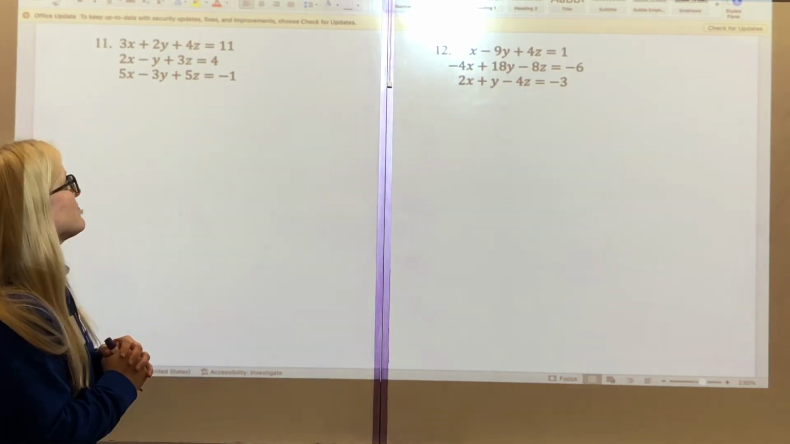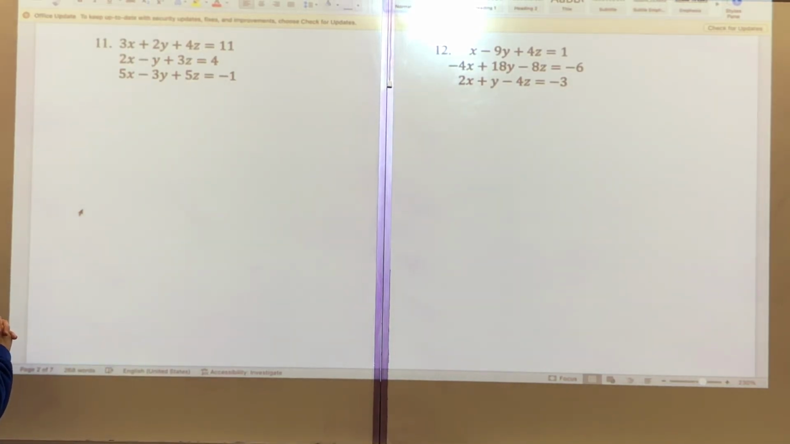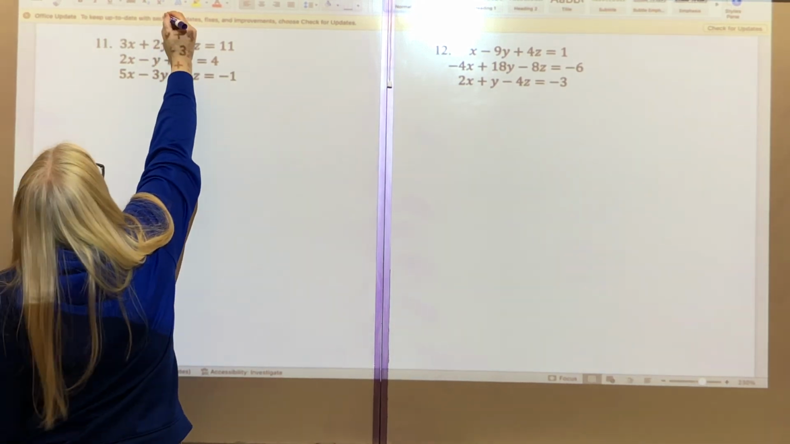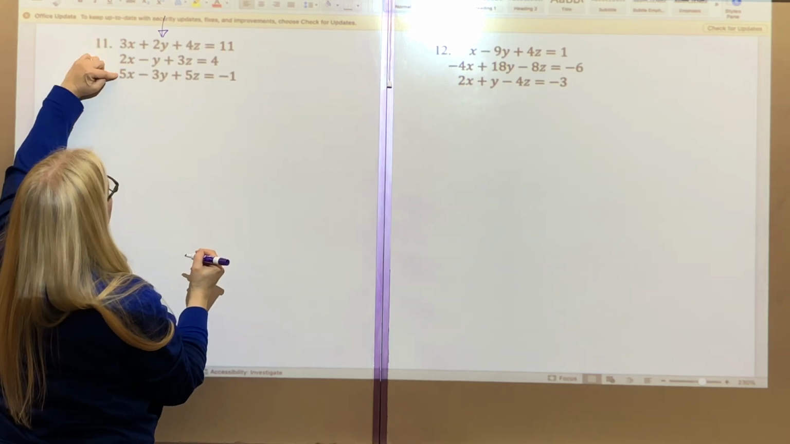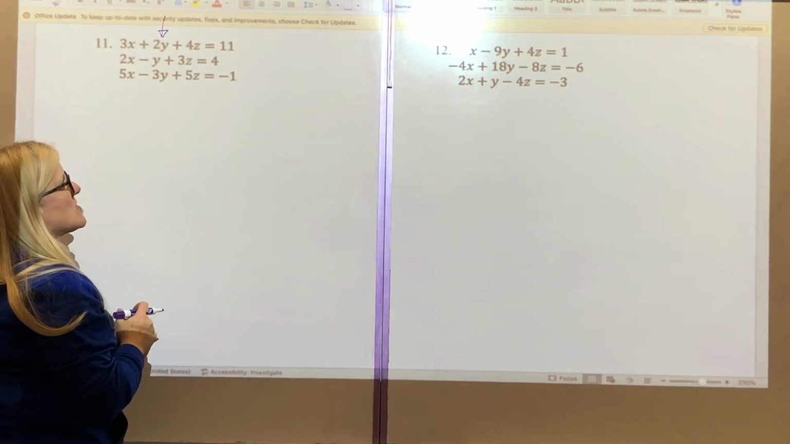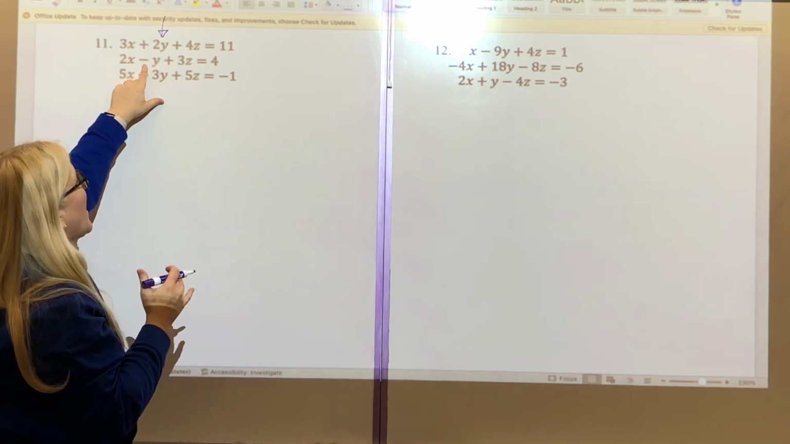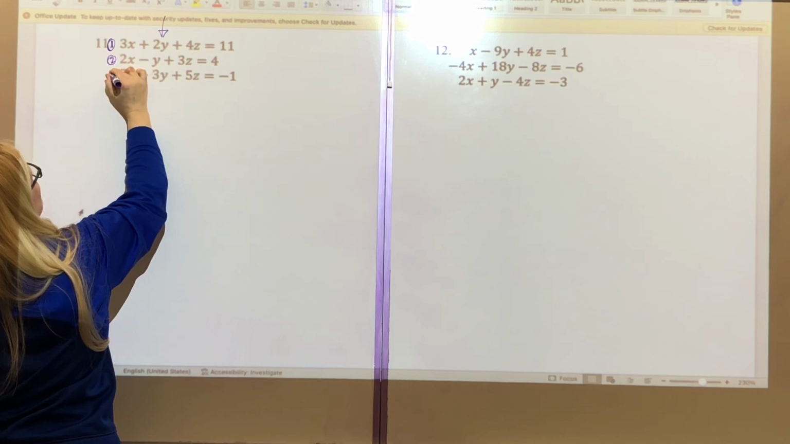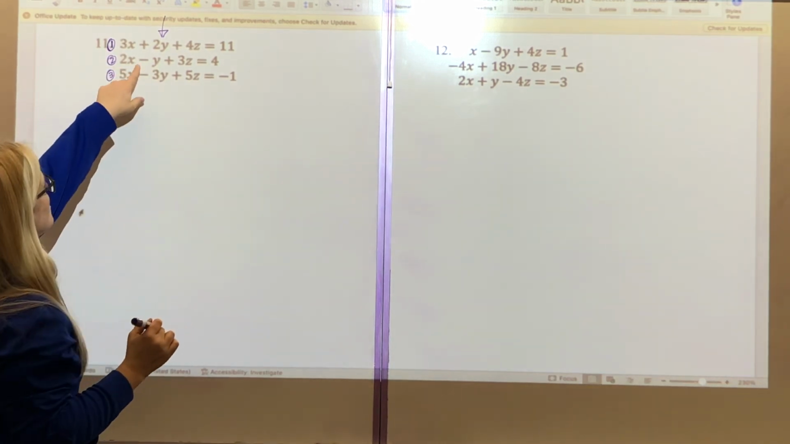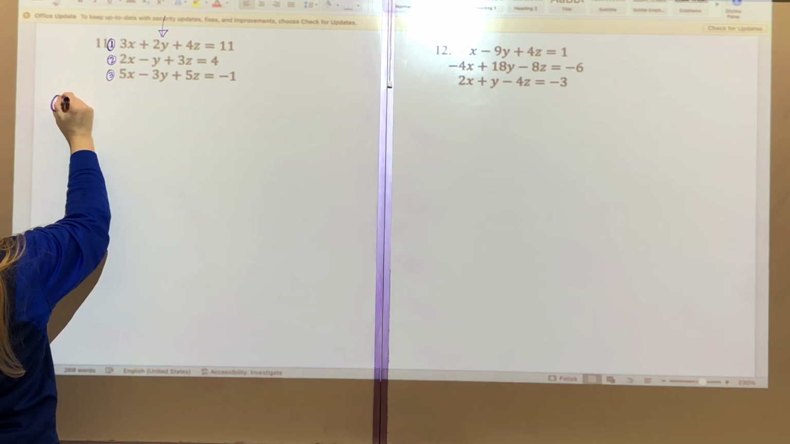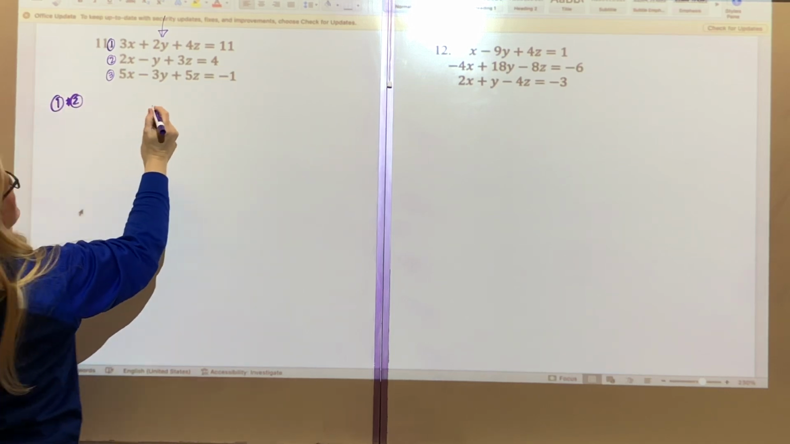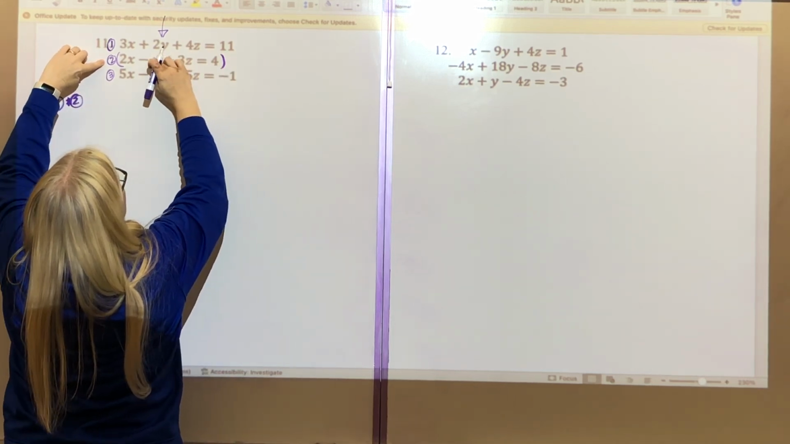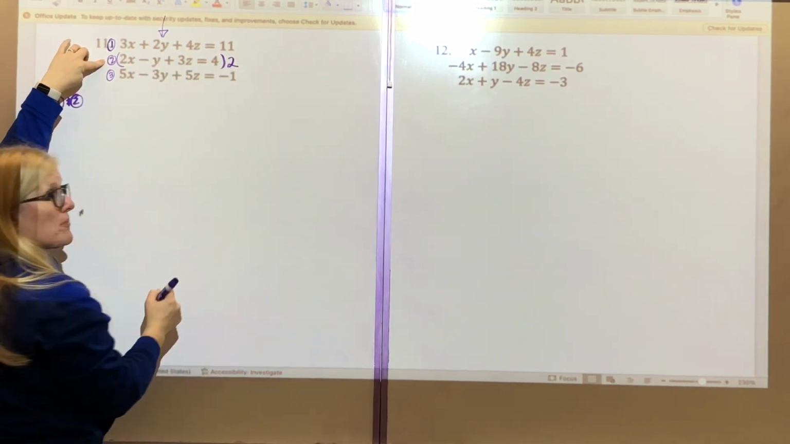Number 11. Just looking at this, it looks like y is probably going to be the best variable. The other ones, working with 3, 2, and 5, and 4, 3, and 5, just look a little complicated. But this one has a y kind of by itself. So that's good. I'm going to do 1 and 2, and I'm going to multiply equation 2 by 2, so that these will drop out.